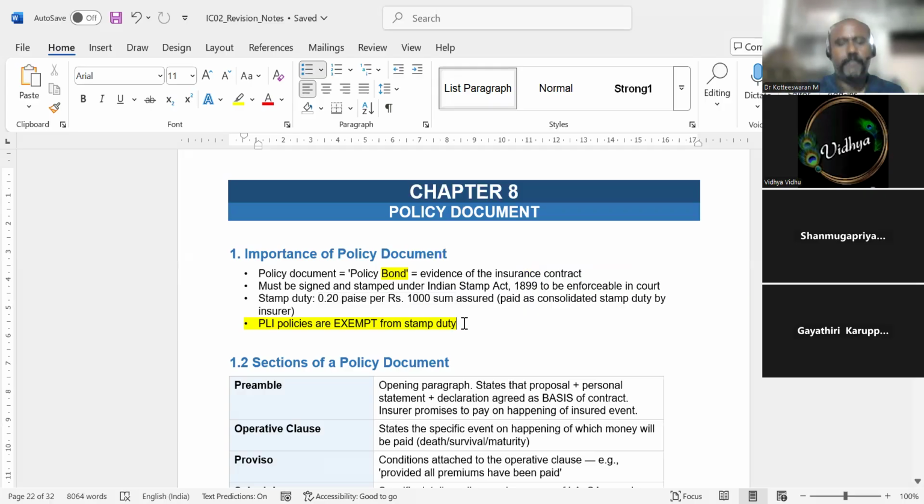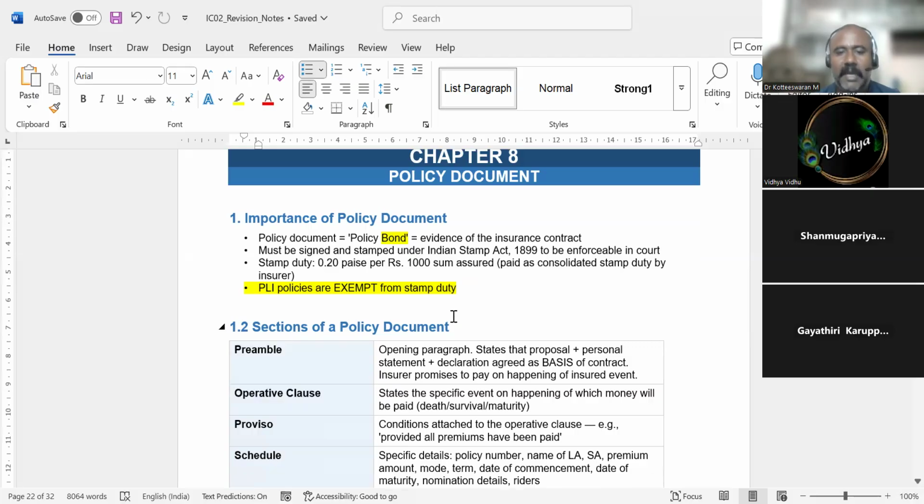Only one policy is exempted from this, called the PLI policy. PLI, postal life insurance policies, are exempted from stamp duty, but all other insurance policies are under stamp duty. Okay, without stamp and signature, this is not a valid document.